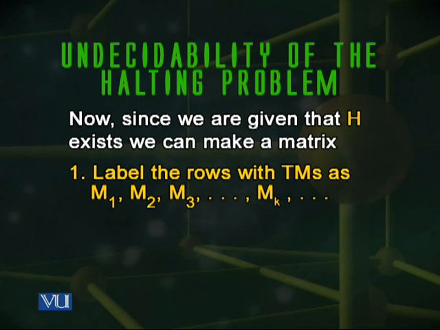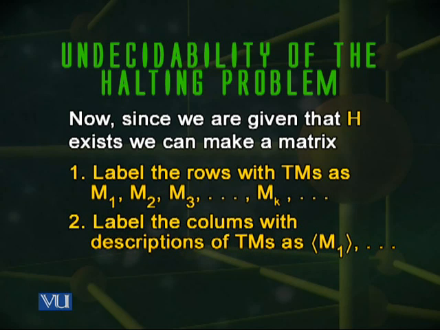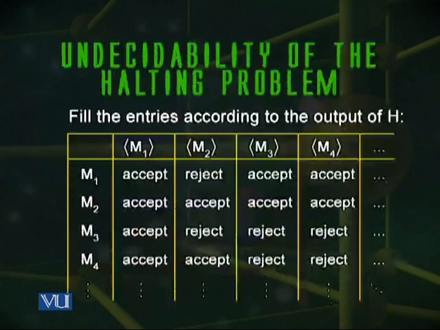Once again, the rows are labeled as before, just labeled by different Turing machines, and the columns are labeled as before with the descriptions of various Turing machines. The entry ij is the output of this hypothetical Turing machine on the pair Mi, description of Mj. Let's look at this matrix and fill in these entries and see how it would look. The first three entries in the first row would be accept, reject, accept.